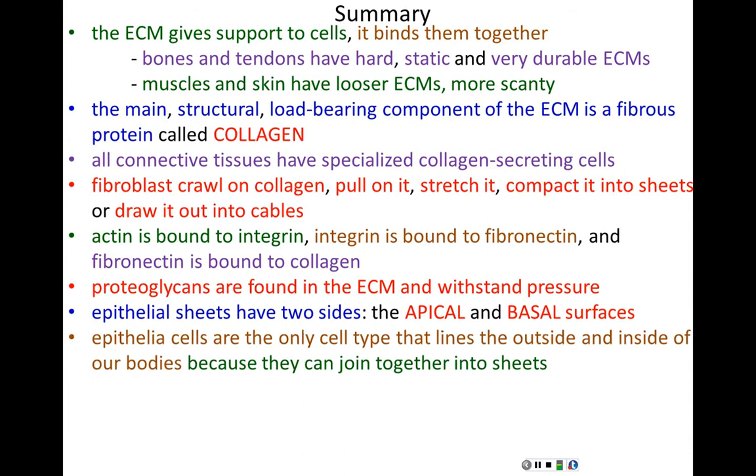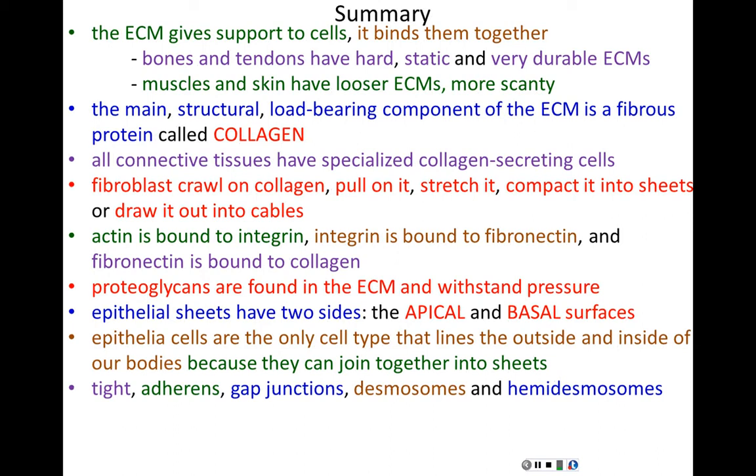Epithelial cells are the only cell type that line our body cavity. They line the inside and the outside of our bodies, and they do this because of their ability to join together into sheets. We talked about the five different ways that these cells can join together: tight junctions, adherens junctions, and gap junctions, as well as desmosomes and hemidesmosomes.